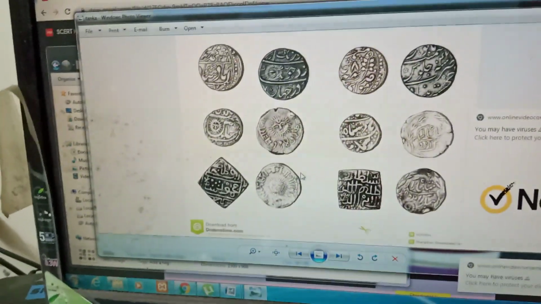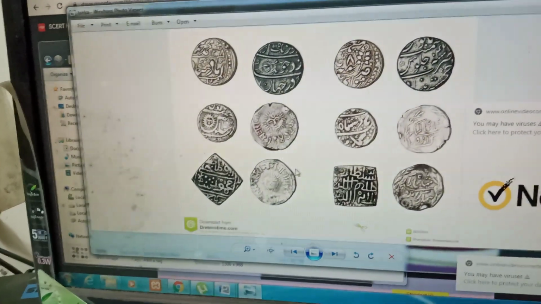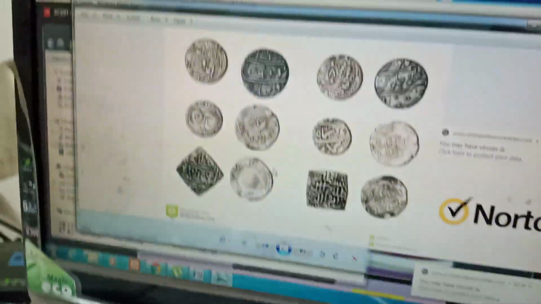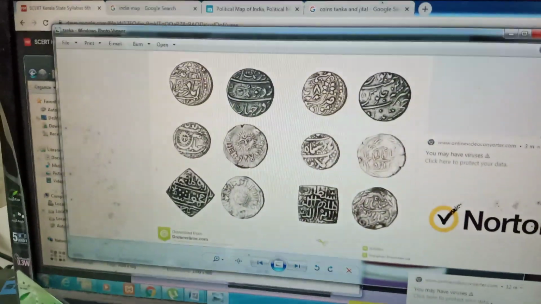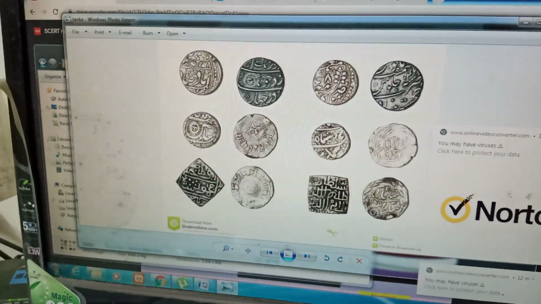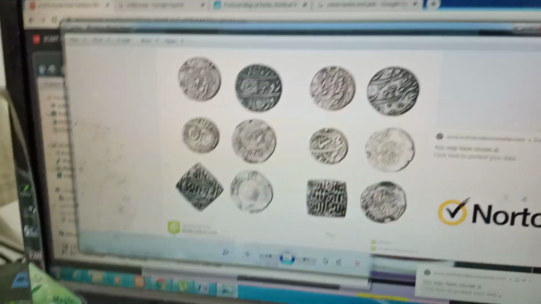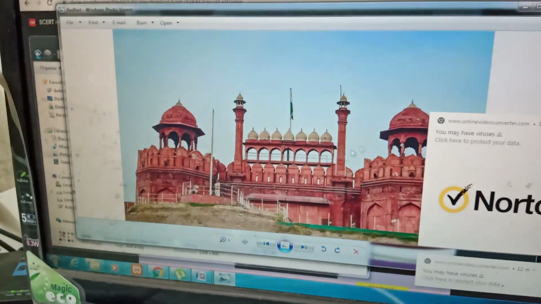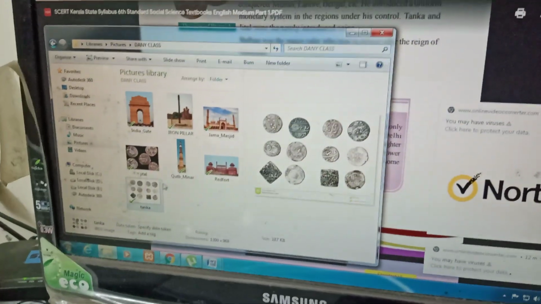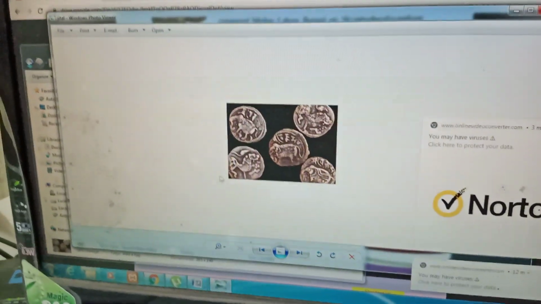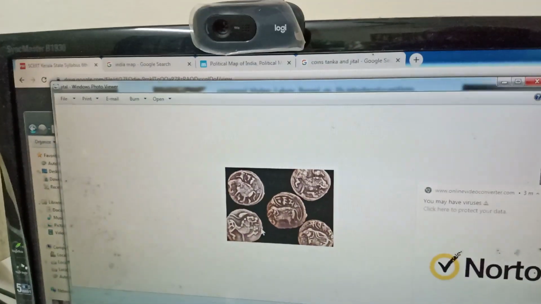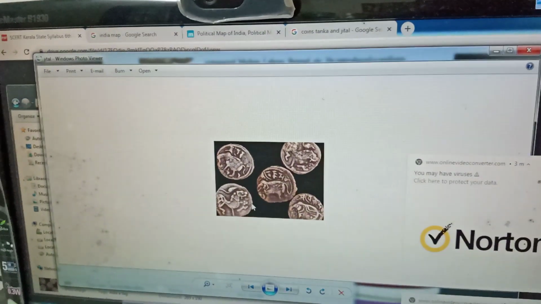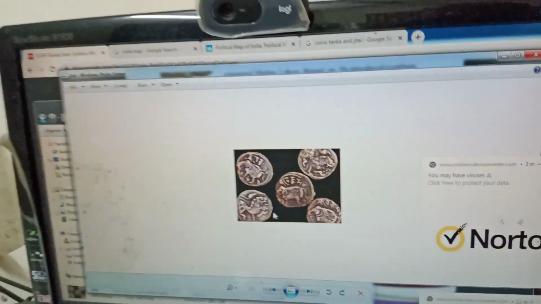This is the picture of Tanga. The specialty or the feature of Tanga is that these are made out of silver. Then the other coin is Jittal. This is made out of copper. So these are the two coins newly introduced by Iltutmish.